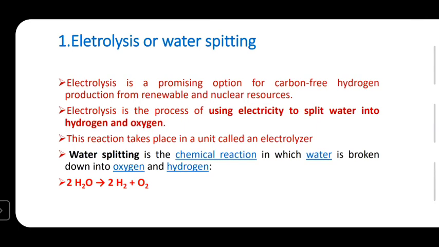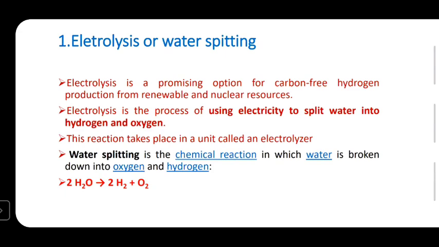There is a chemical reaction. Water splitting is a chemical reaction in which water is broken, divided into two parts. One contains oxygen and the other contains hydrogen. Suppose there is the chemical reaction 2H2O. Splitting takes place: 2H2O is separated into two parts, 2H2 plus O2. Write down this equation.